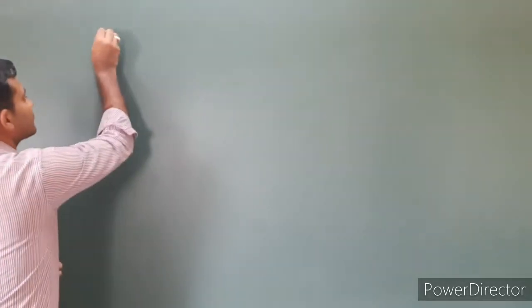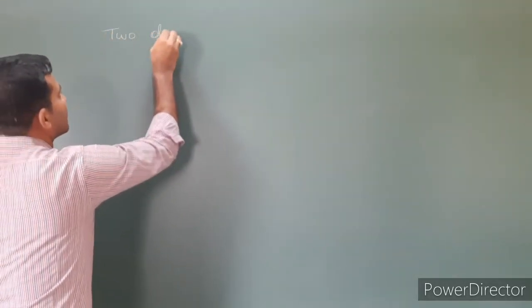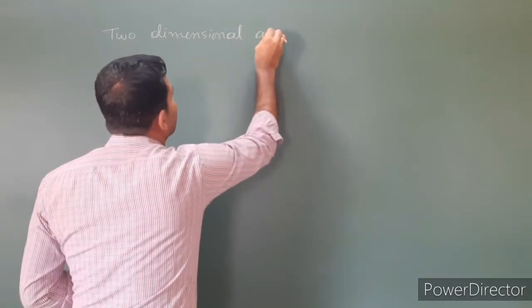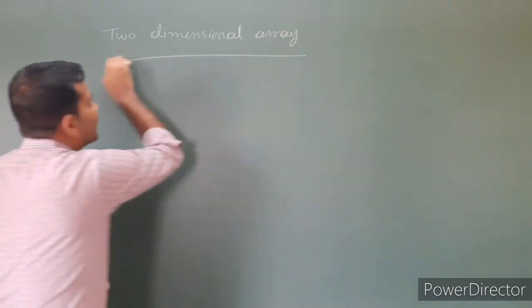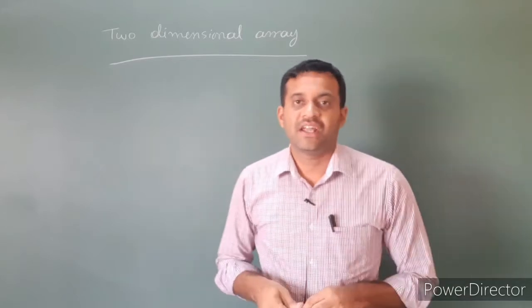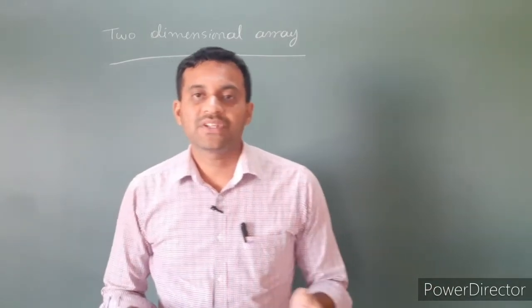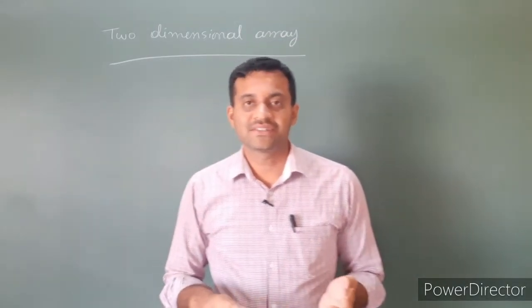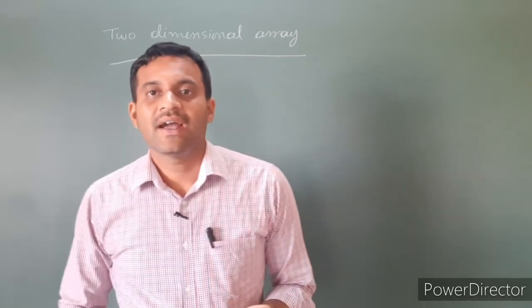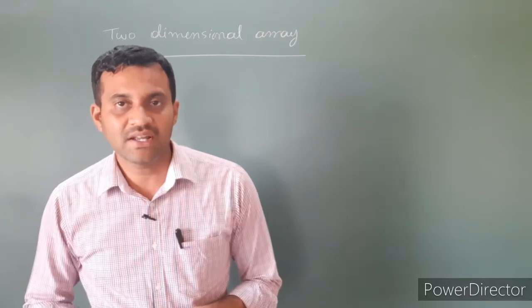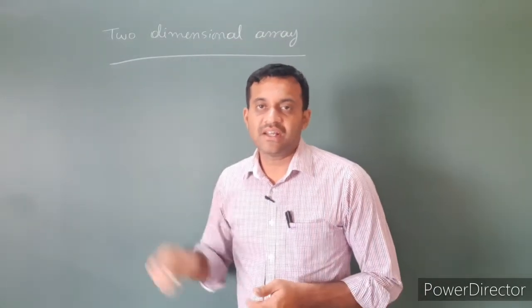Let's discuss two-dimensional array. In one-dimensional array, we discussed what a one-dimensional array is, features of one-dimensional array, and operations to be performed on one-dimensional array. The operations are traversal, insertion, searching, sorting and merging. Except merging, we have discussed all the operations on one-dimensional array. Now, two-dimensional array.